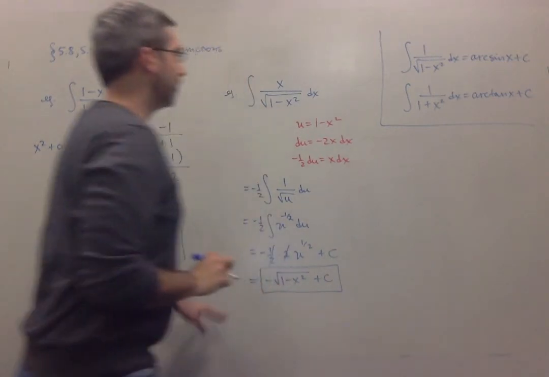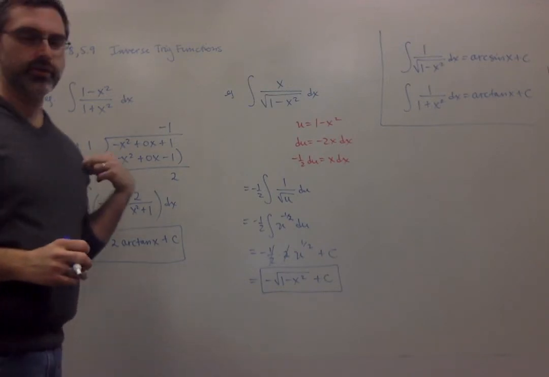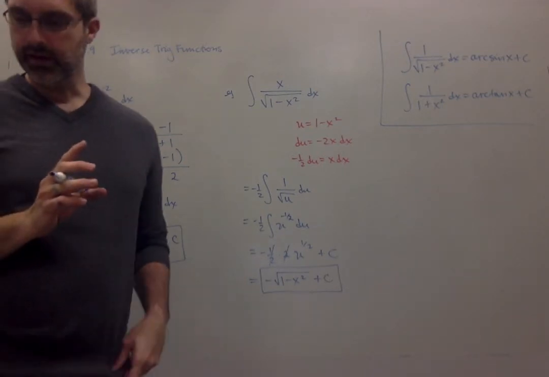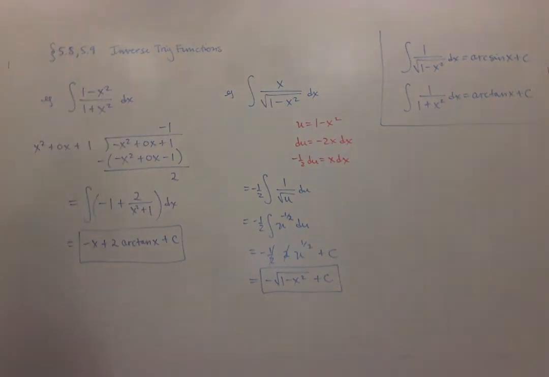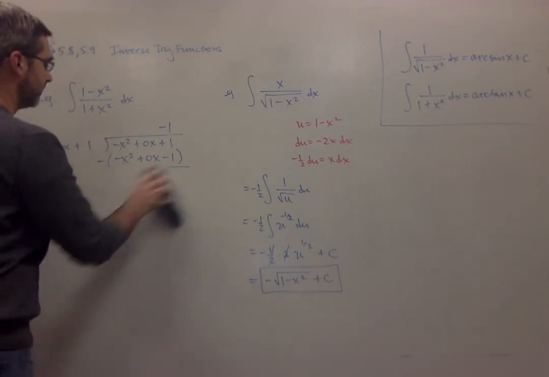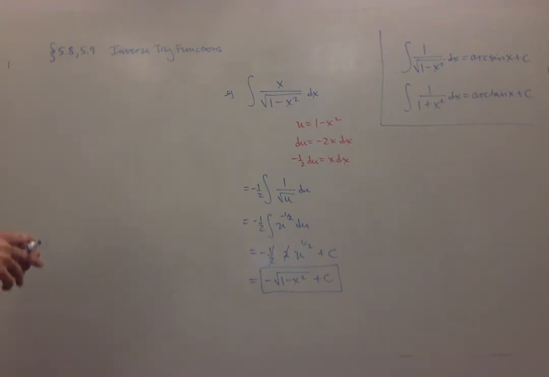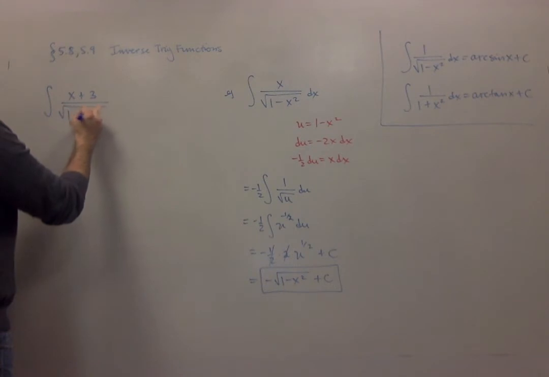Okay, so this integral is just there to remind you that not always when you see that square root of 1 minus x squared are you going to jump into an arcsine. All right. I've got one more that I want to show you. One last example that I want to do here. Okay, let's do the integral of x plus 3 over the square root of 1 minus x squared.